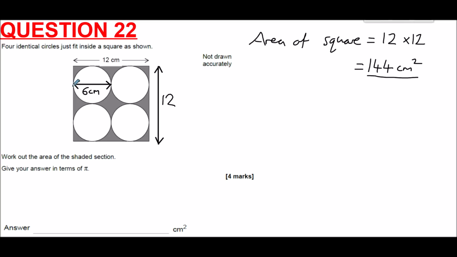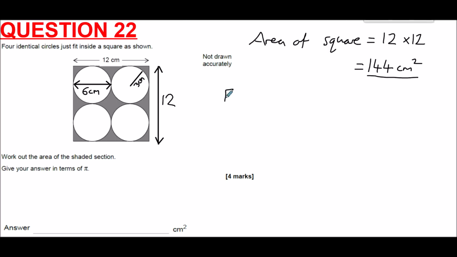Now from end to end, the length of a circle from one end to the other is called the diameter. So for the circles, the diameter is 6 centimetres. For radius, you should know that the radius is only halfway. The radius is from the middle going to the outside. So for these circles, the radius is half of 6, which is 3 centimetres.